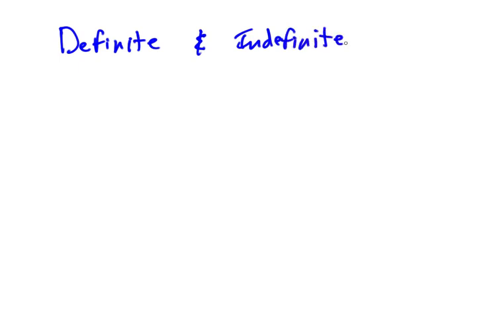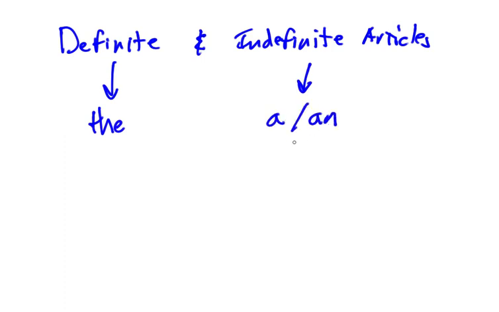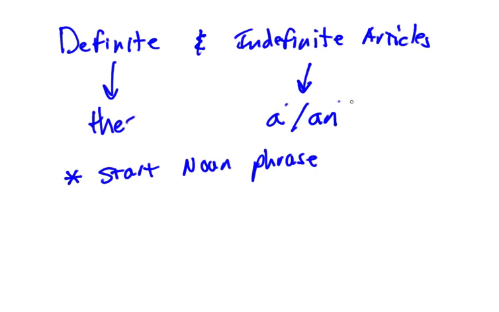So next we'll have definite and indefinite articles. Definite and indefinite articles. So the definite article, there's just one. It's the, T-H-E. Indefinite article, we have a and an. And so a couple things to think about. These start noun phrases. So when you see the, a, or an, you know for sure that there's a noun coming and that these are starting a noun phrase.